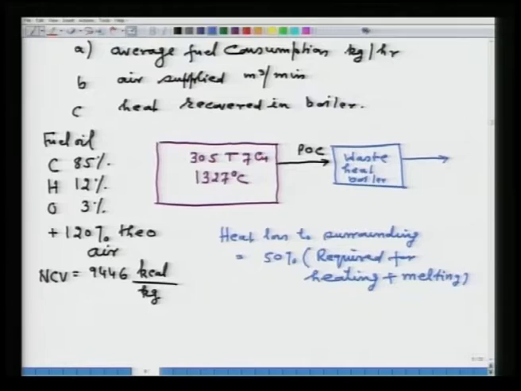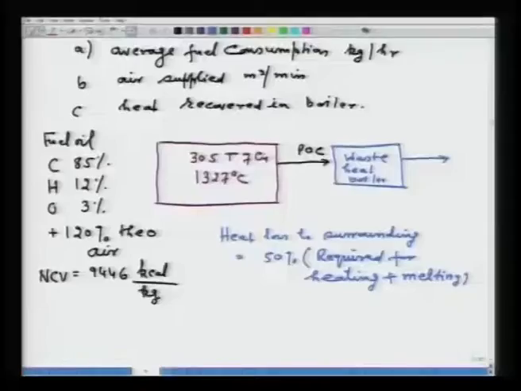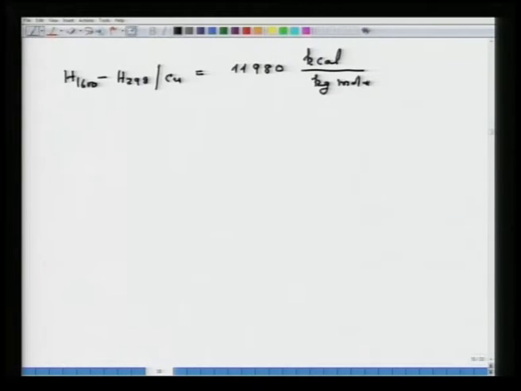So, now we have to calculate the fuel consumption. Now, as such, first of all we have to calculate the material balance and then we have to do the heat balance. So, here now let me give you some values that you will be requiring. Say it is given, for example, the heat content, that is H 1600 minus H 298, for copper it is given 11,980 kilocalorie per kg mole, that is given to you.